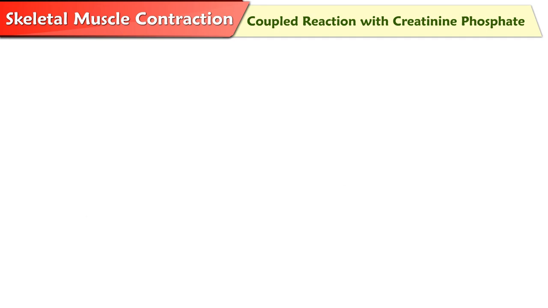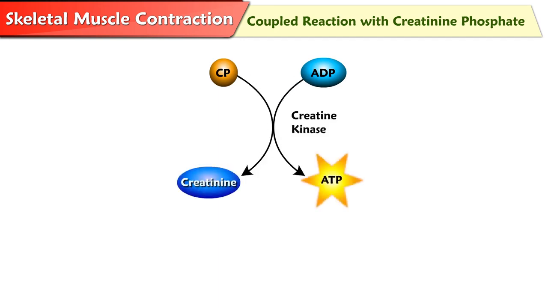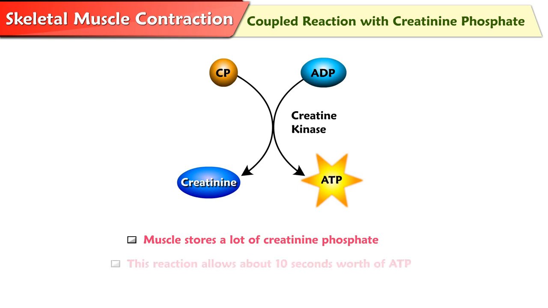Coupled reaction with creatine phosphate. Creatine phosphate plus ADP produces creatine plus ATP. Muscle stores a lot of creatine phosphate. This coupling reaction allows for about 10 seconds worth of ATP.